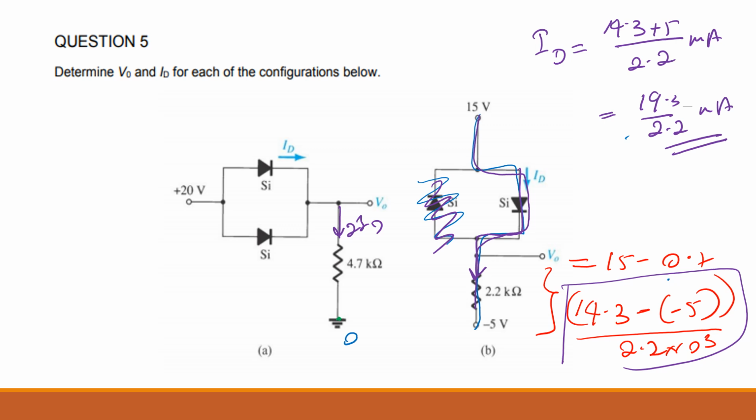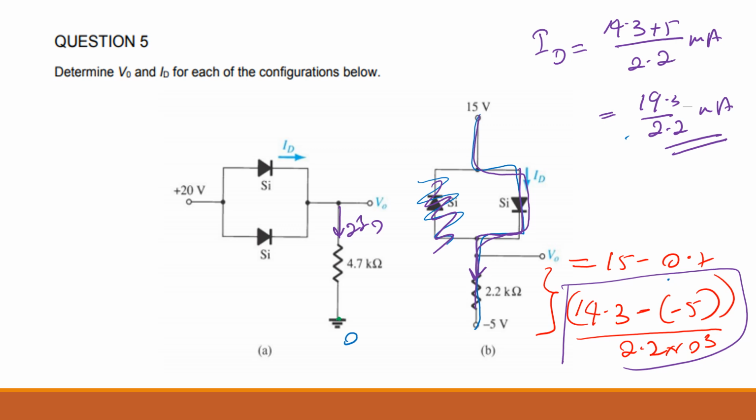So the voltage is now going from 15 to negative 5. Okay, goes to negative 5. Yes. So V naught is equal to 15 minus 0.7, right? Yes. Because I think the voltage goes down and it's straight, right?